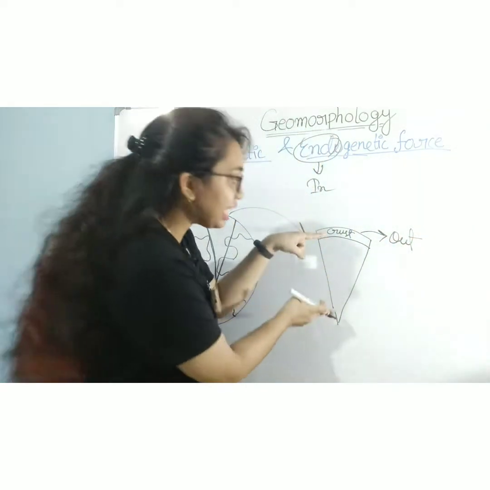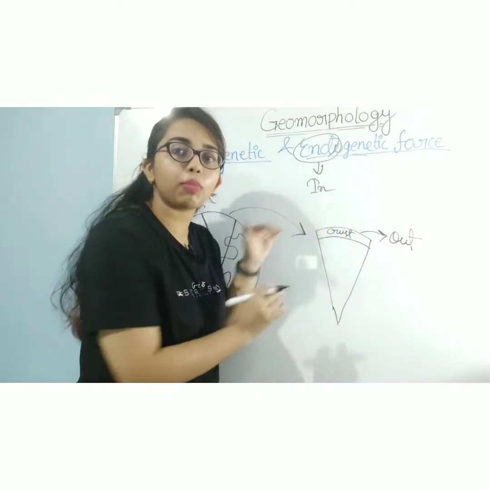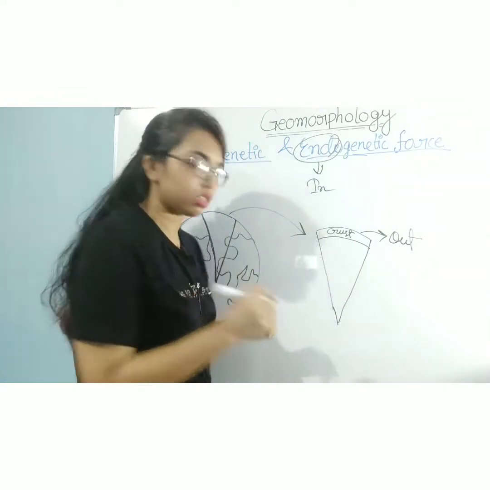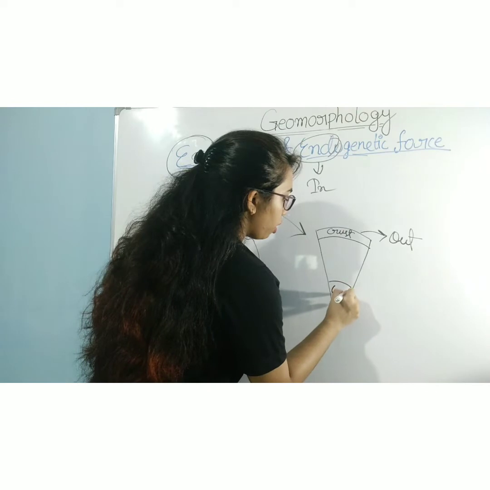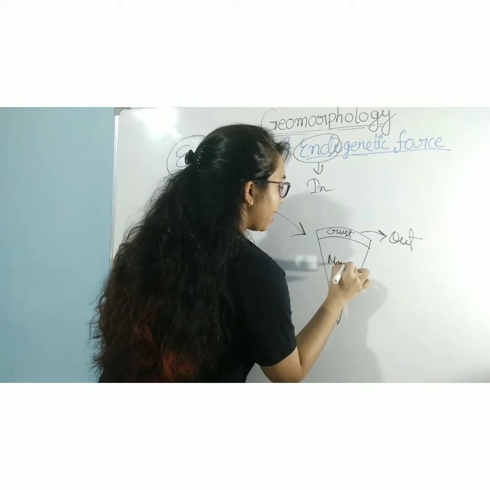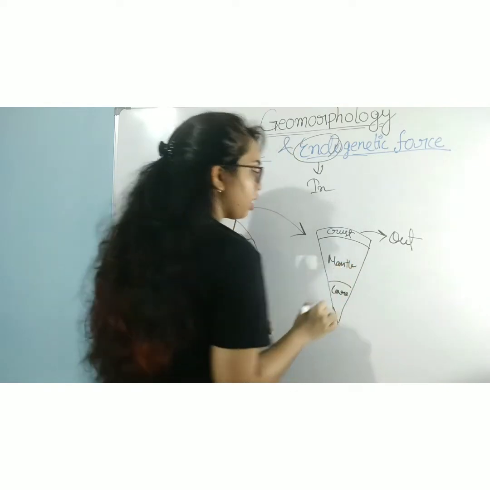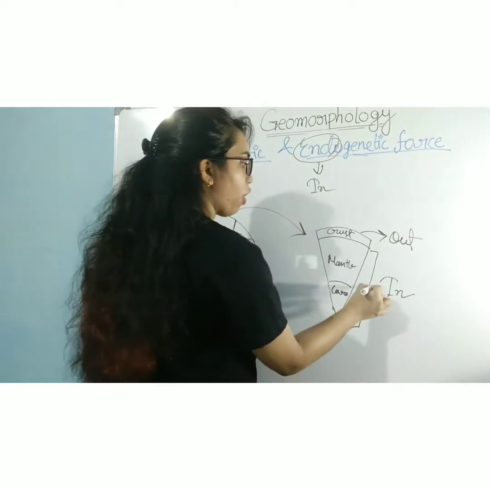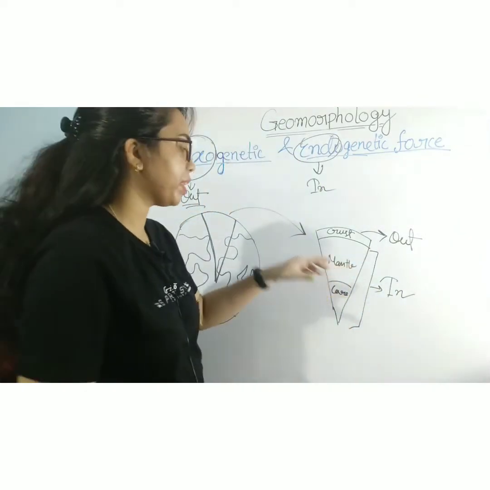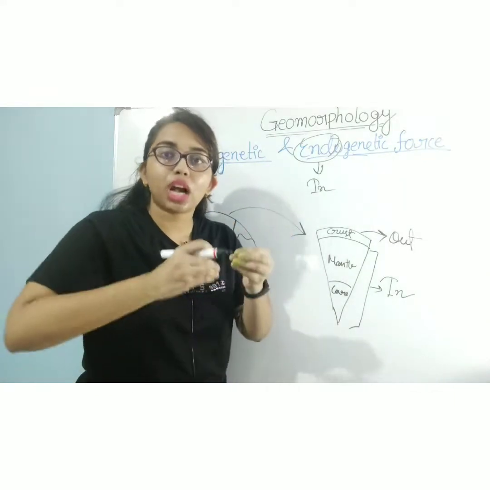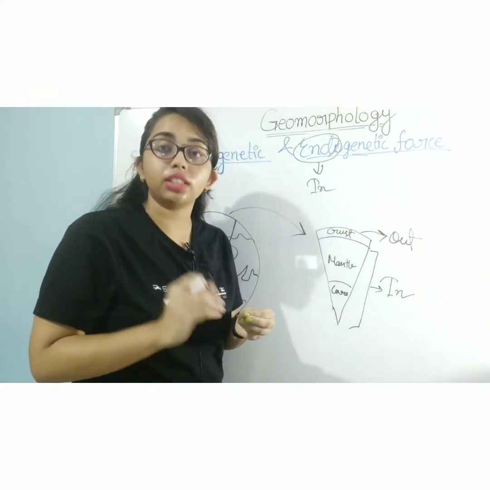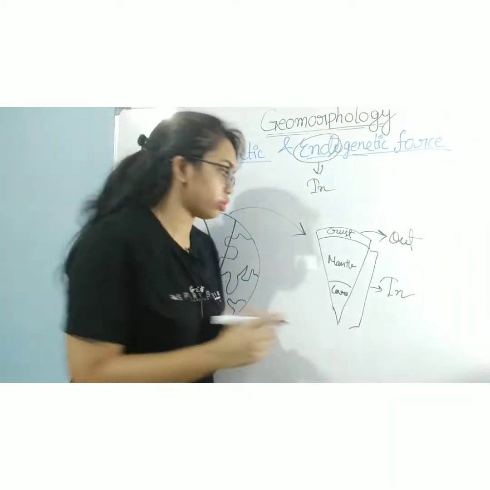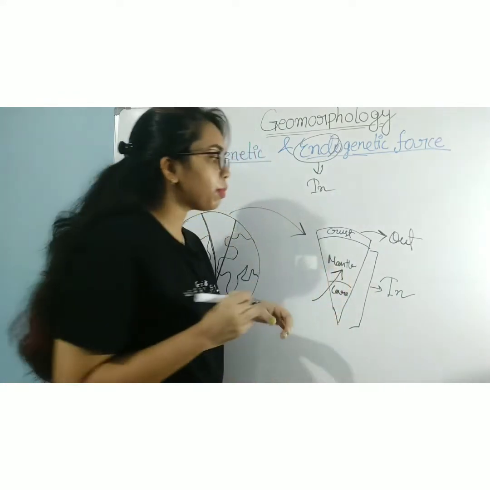But what about the interior portion of the earth? We can divide the interior portion of the earth into two layers. One is called core, another one is called mantle. Both are the interior portion of the earth, or we can write in. So when a force comes from the interior portion of the earth, that is called endogenetic force.